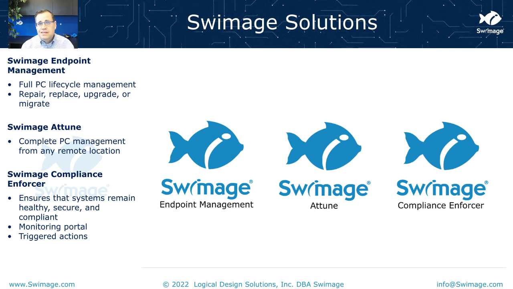Swimage Attune is an extension to Swimage Endpoint Management. Swimage Attune allows for the extension to the home office or the worker from home, the remote worker that's very hard to reach. So what Attune does is it gathers all the components necessary to build that machine, and it creates a recovery space on that device, keeps that recovery space secure and up to date, so that in the event of a future migration, Attune is at the ready to redeploy this machine.